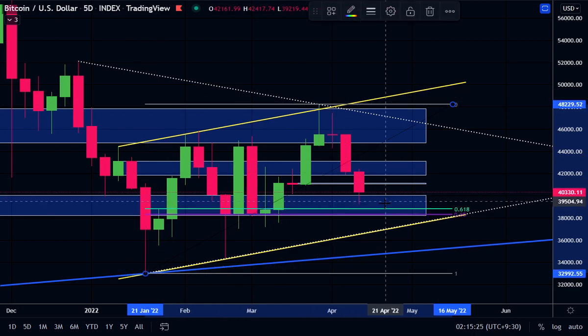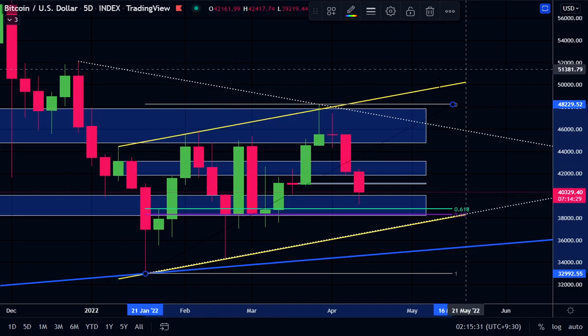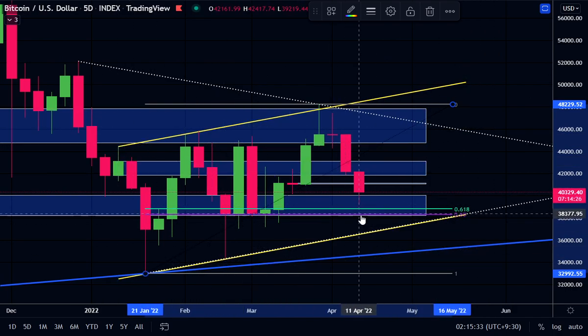So we could possibly come down and test this golden pocket, perhaps a wick down to this trend line from this parallel channel in yellow, but still close inside this golden pocket. And if it acts as support, we could expect a bounce back to the upside.